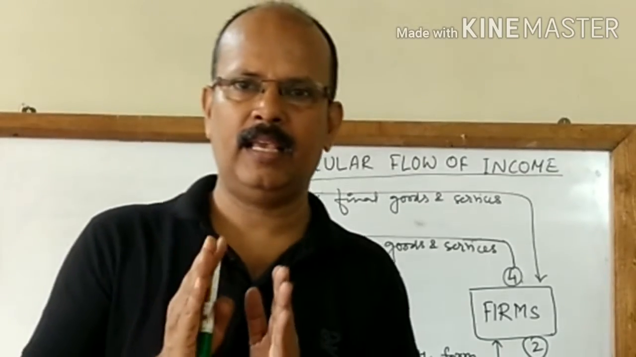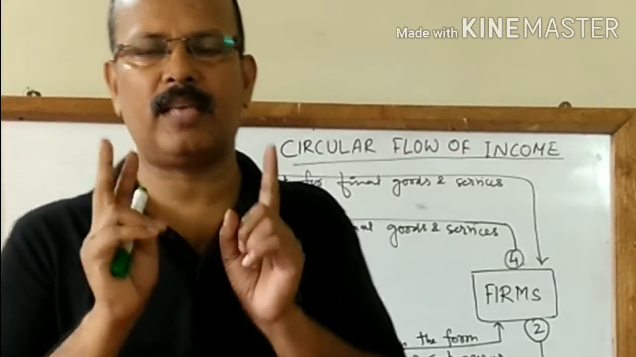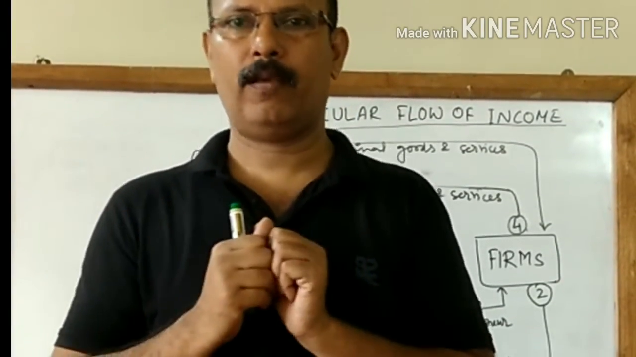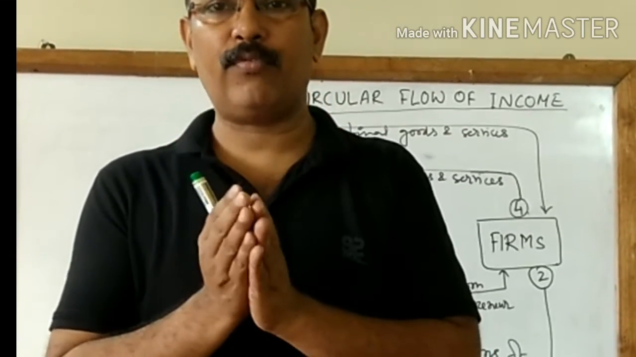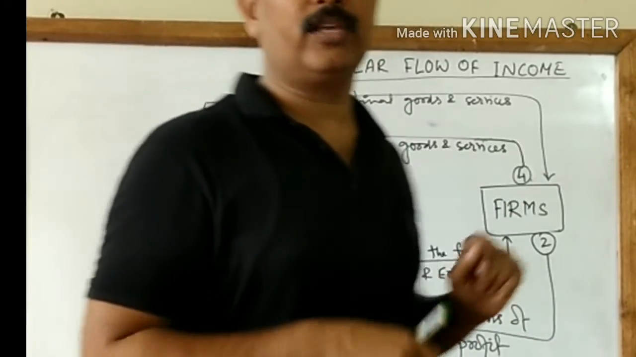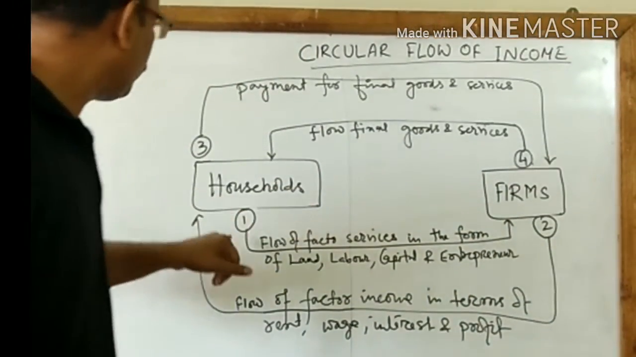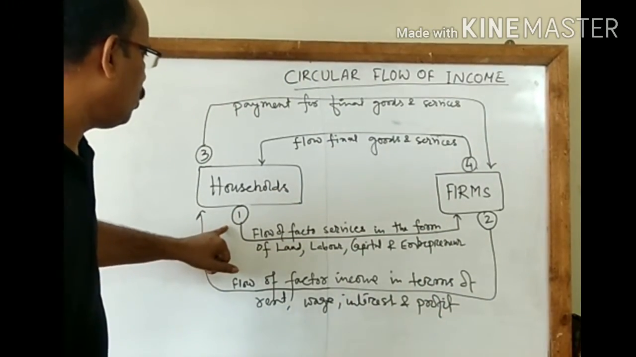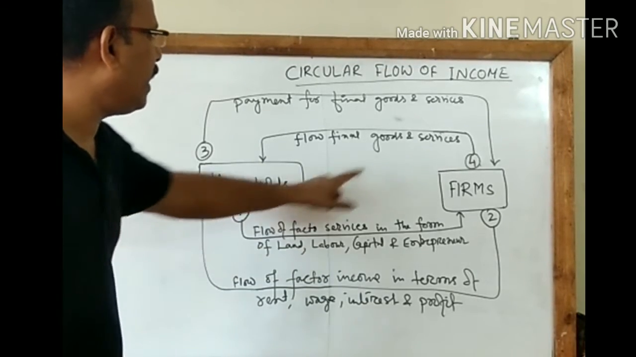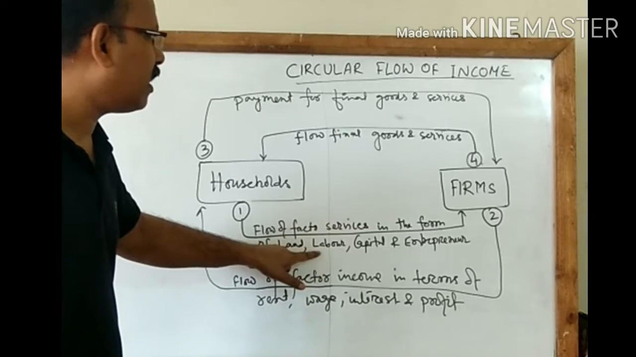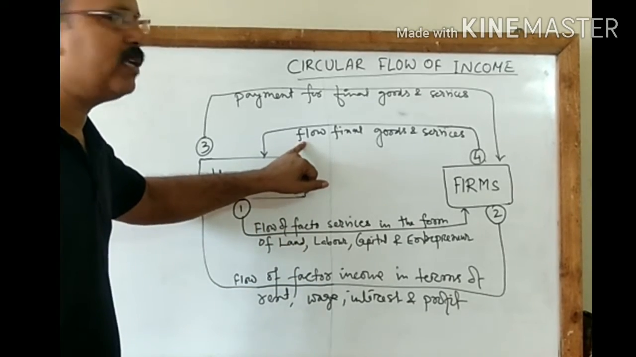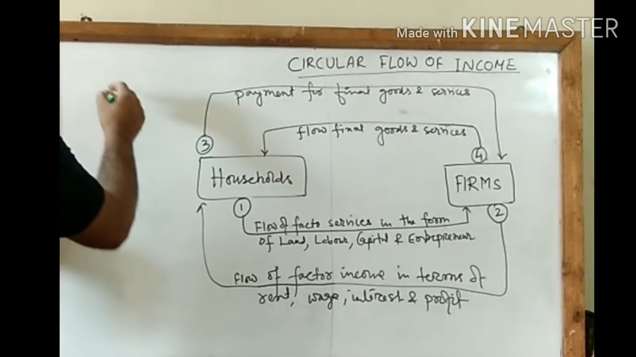Then you can say circular flow of income has 2 types of flow. One is called real flow, another is called money flow. In real flow, only the real things are being transferred. Here in this chart, number 1 and number 4 are real flow.